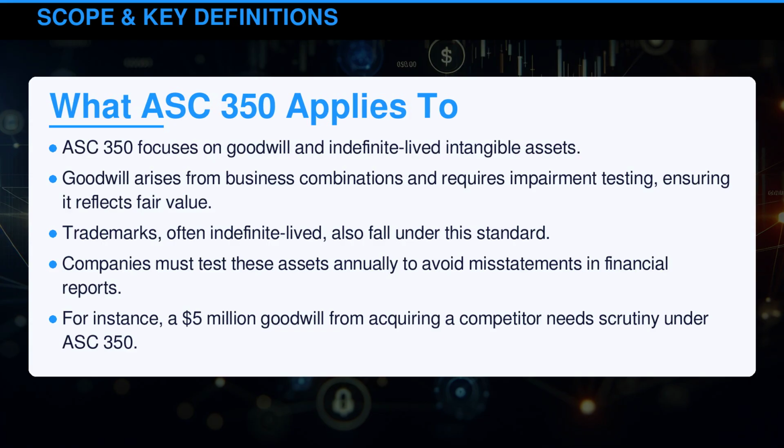ASC 350 focuses on goodwill and indefinite-lived intangible assets. Goodwill arises from business combinations and requires impairment testing, ensuring it reflects fair value. Trademarks, often indefinite-lived, also fall under this standard. Companies must test these assets annually to avoid misstatements in financial reports. For instance, a $5 million goodwill from acquiring a competitor needs scrutiny under ASC 350.